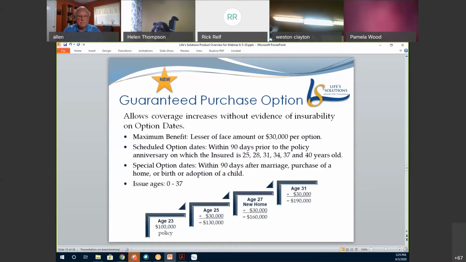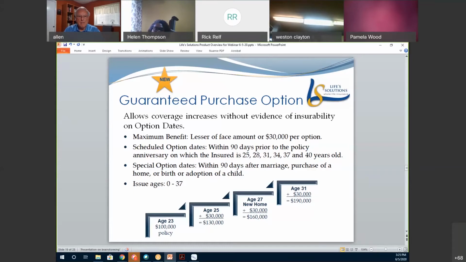Here's another new one that gets me all excited. Guaranteed purchase option. This allows coverage to increase without evidence of insurability on the option dates, and I'll touch on that in a minute. But what I want to say, this is an excellent way to protect the insurability of children for their future. As you see in the example, that set of steps at the bottom, a 23-year-old has a $100,000 life solutions policy. When they get to 25, they have the option to add up to $30,000 of additional coverage, no questions asked, because they paid for the GPO rider. So now they have 130.